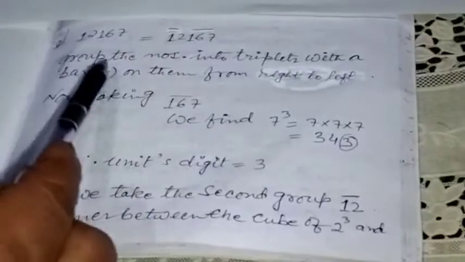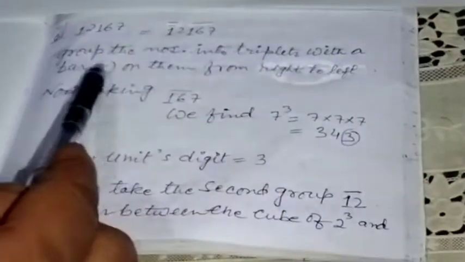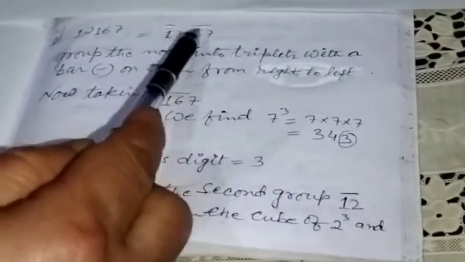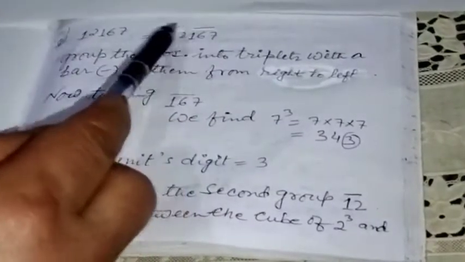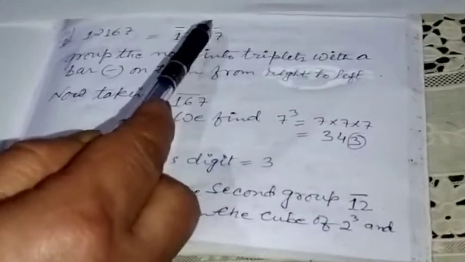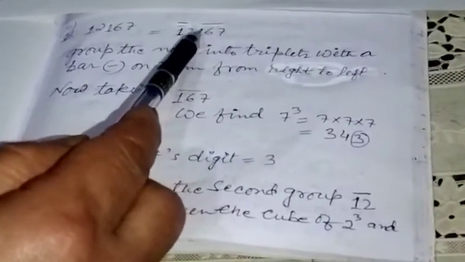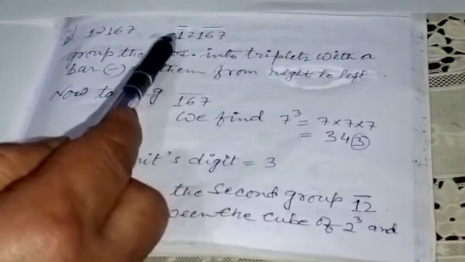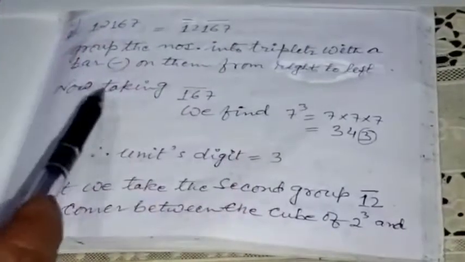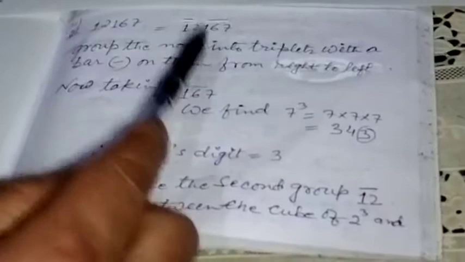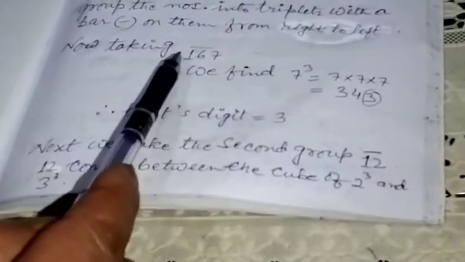So we group the numbers into triplets with a bar. These are the bars. We group them moving from right to left, from the unit digit forward, with 3 digits under one bar. This is one group, and the remaining 2 digits, 1 and 2, become the second group. We put a bar on them. Now we take the first group, which is a group of 3, that is 167.